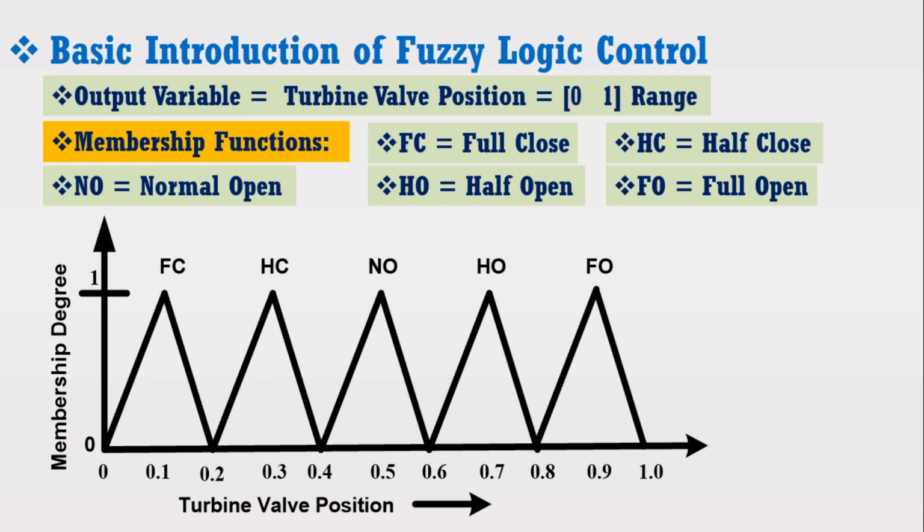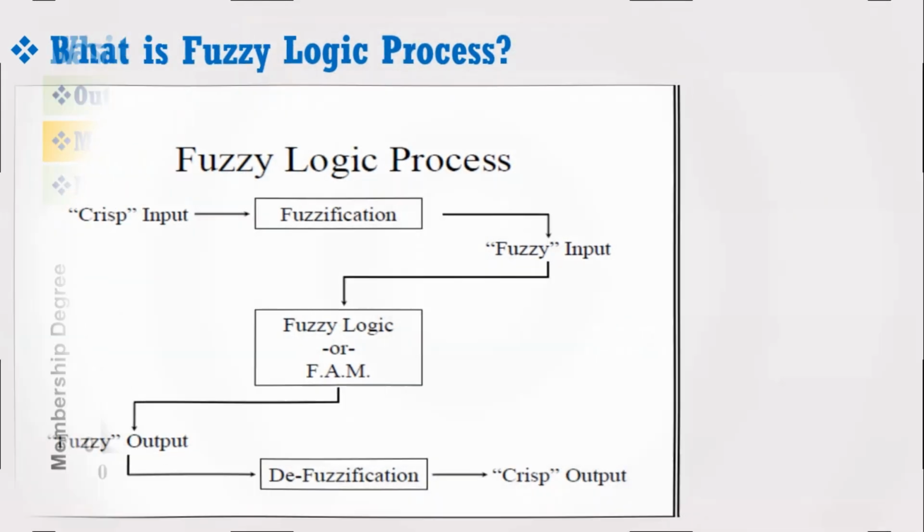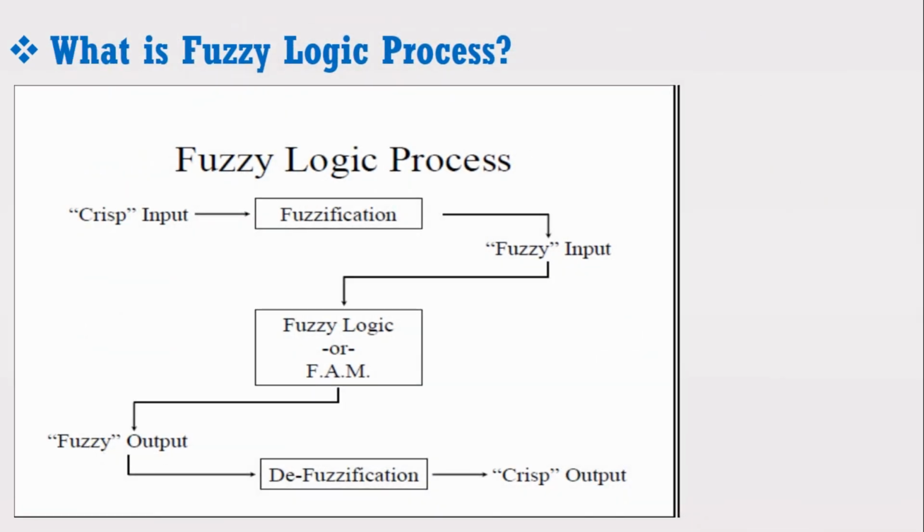Friends, at this stage we have clearly defined the input and output with their names, ranges, and membership functions. Let's now start the process of fuzzy logic control. Look at the figure. It shows the basic process of fuzzy logic control. The first step is fuzzification.